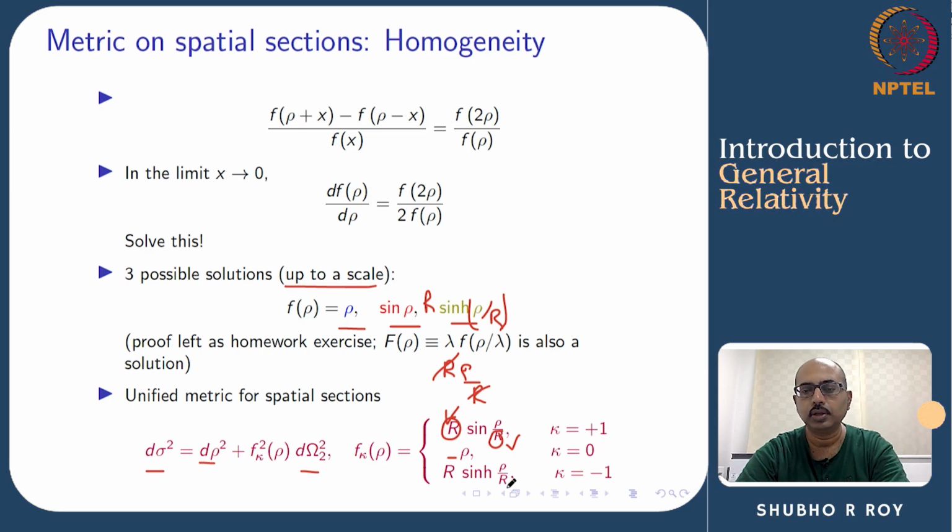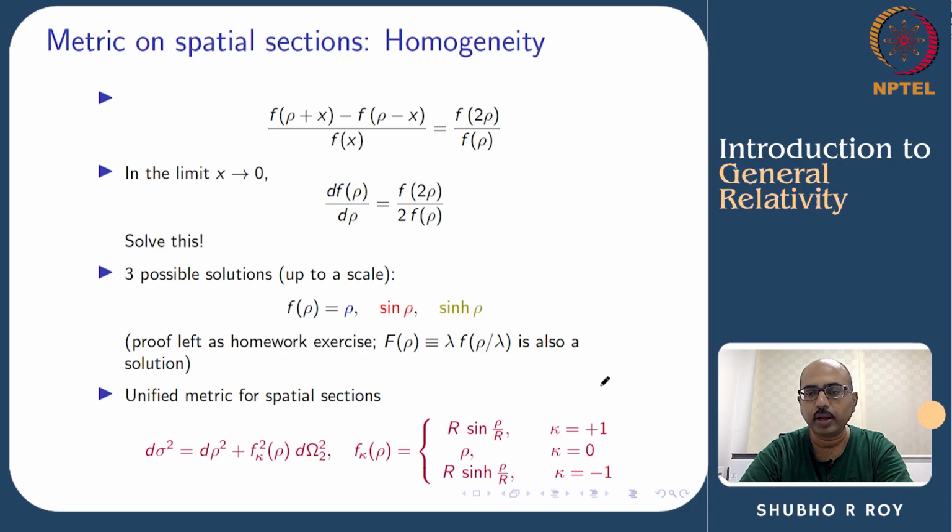Okay, so this is the third solution, which I'm distinguishing by kappa equals minus 1. Each case also has this constant r, which is a continuous constant. It doesn't have to take discrete values, it can take any arbitrary real value, 0 to infinity. What is the significance of these two numbers, kappa and r?